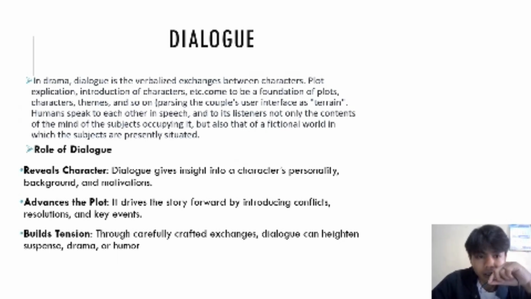Role of the dialogue. First one, reveals character. Dialogue gives insight into a character's personality, background, and motivation. The second one, advances the plot. It drives the story forward by introducing conflict, resolution, and key events. The last one is build tension. Through carefully crafted exchange, dialogue can heighten suspense, drama, or humor.